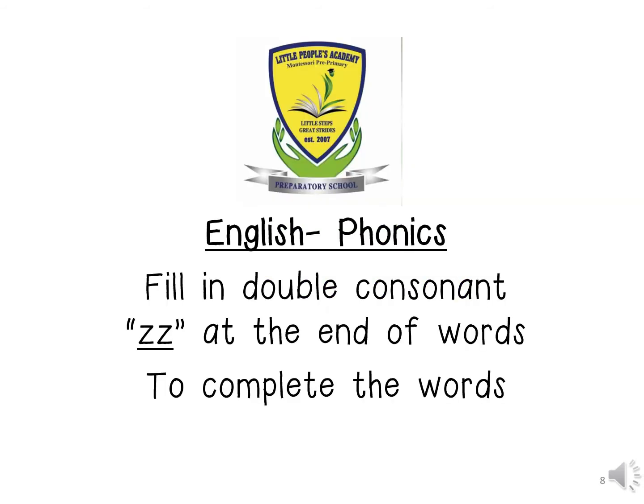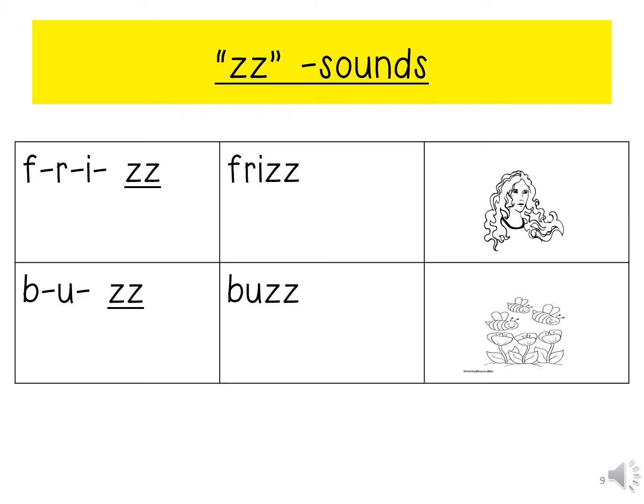So, learners, we are going to be doing our phonics lesson. It says fill in the double consonant, which is our ZZ sound at the end of words to complete the words. Let us go through these words together. F, R, I, Z, Z makes frizz. B, A, Z, Z makes buzz.